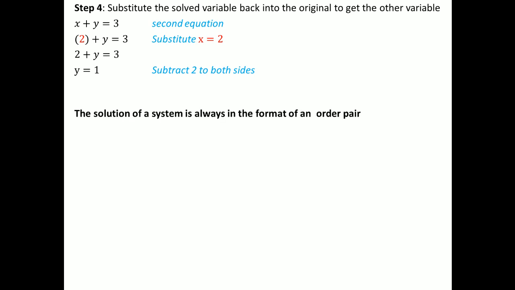The solution of a system is always in the format of an ordered pair. So the correct answer should be 2, 1. Right? That is all my solutions for Wednesday. So there you go.